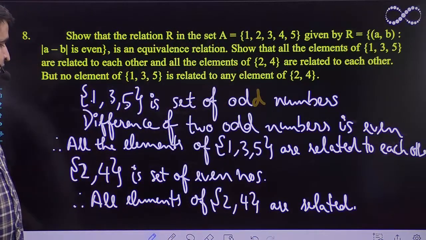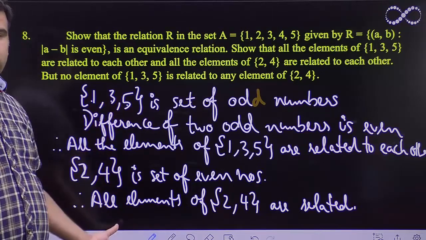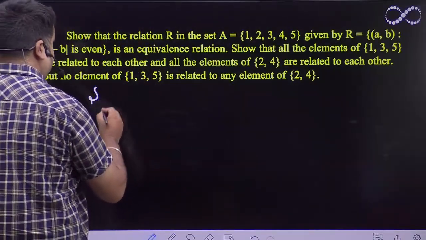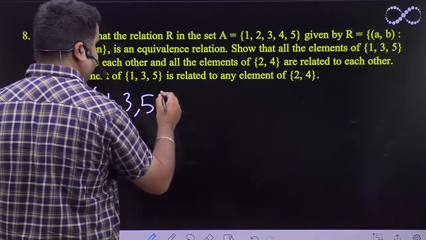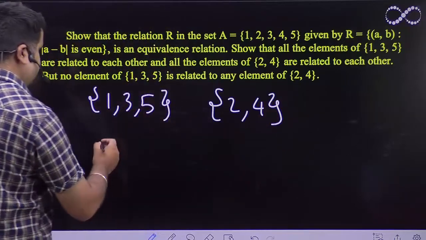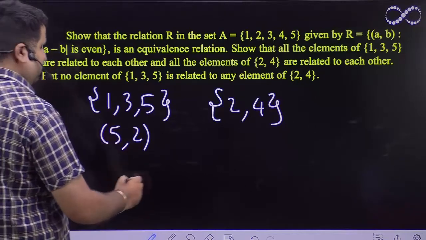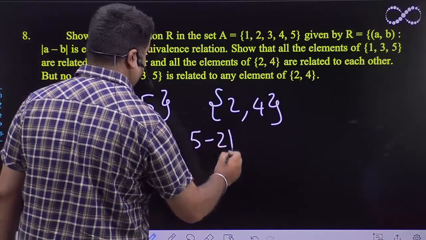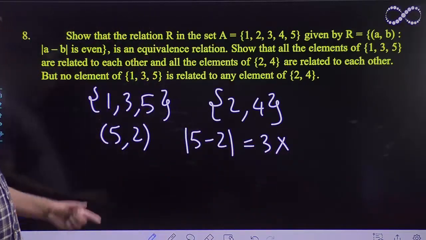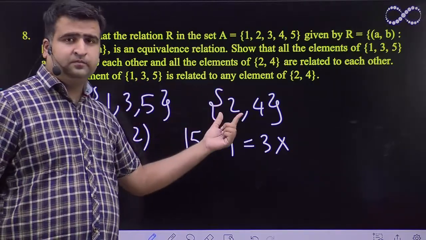Let's see if {1, 3, 5} and {2, 4} are related to each other or not. So this will not be true. Why? Let's take one element from {1, 3, 5} and another element from {2, 4}. Let's say we take 5, 2. Now the difference of 5, 2 comes out to be modulus of 5 minus 2, which is 3, which is not an even number. Therefore, the set {1, 3, 5} is not related to the set {2, 4}.